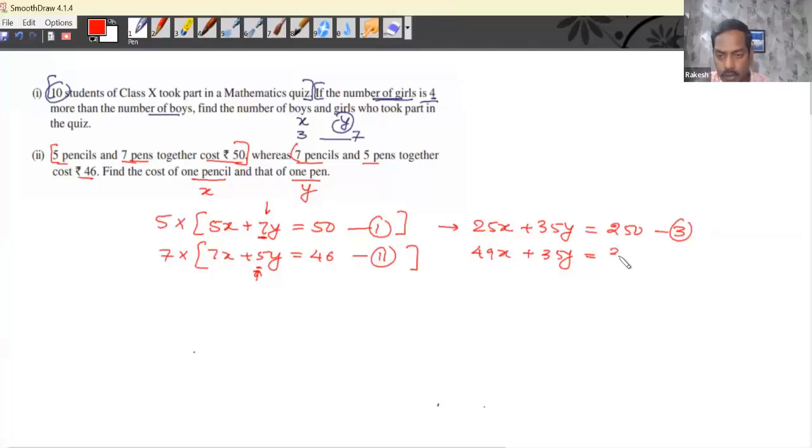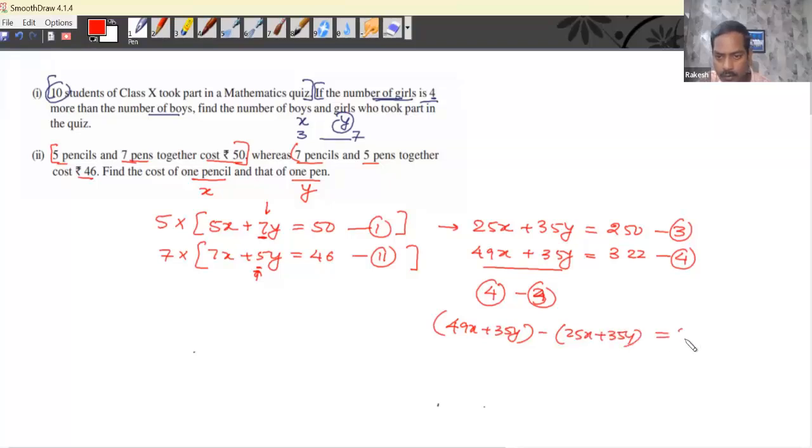This is equal to 322. This is my question number 4. Just observe equations 3 and 4. If I perform equation number 4 minus equation number 3, what do I get? This is 4, so it will be 49x plus 35y minus 25x plus 35y. This will be equal to what? 322 minus 250. I could have done 3 minus 4 also.